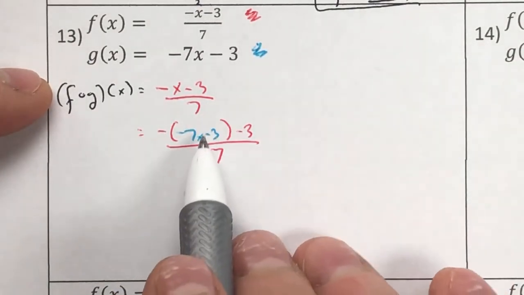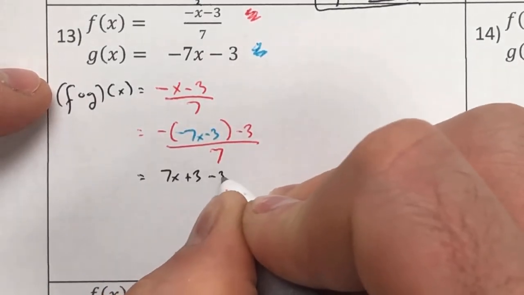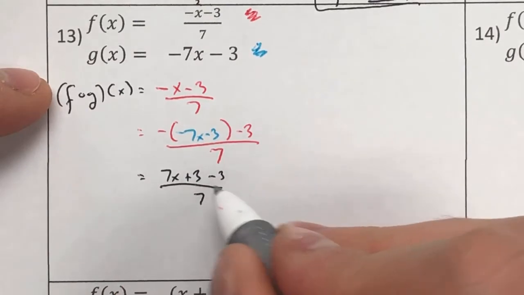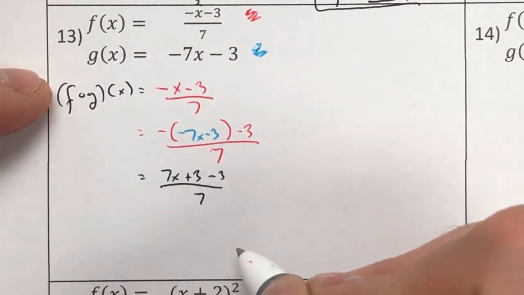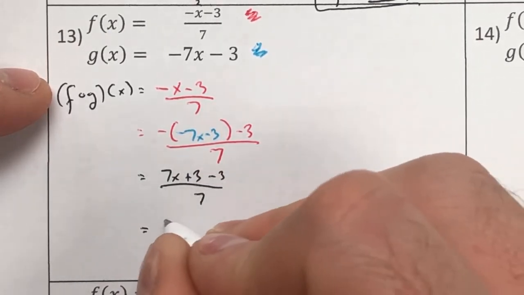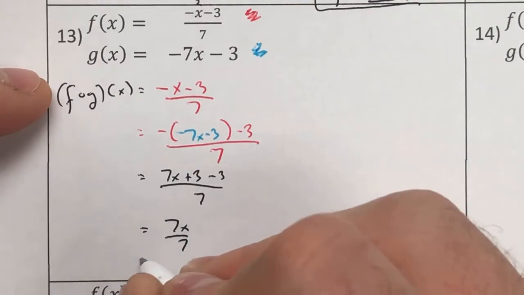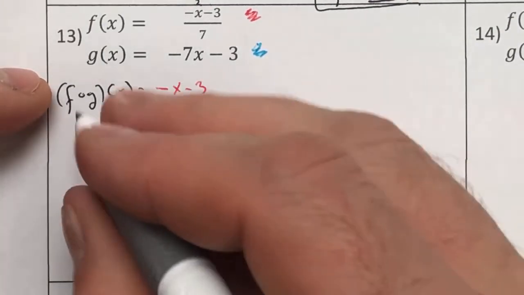So if I work my way inside out, I'm going to distribute that negative in first. So 7x plus 3 minus 3 over 7. Now, it might be tempting to just go ahead and slash these both out in one step. Remember, we have to take it piece by piece. So the 3's cancel out, so I have 7x over 7, which leads me to x. So G is the inverse of F.